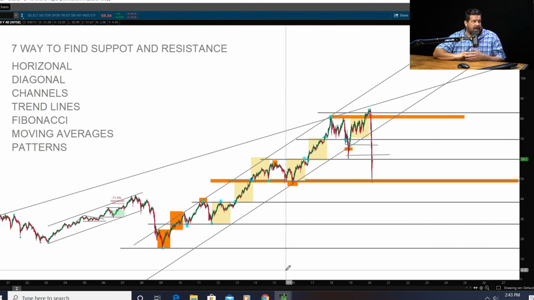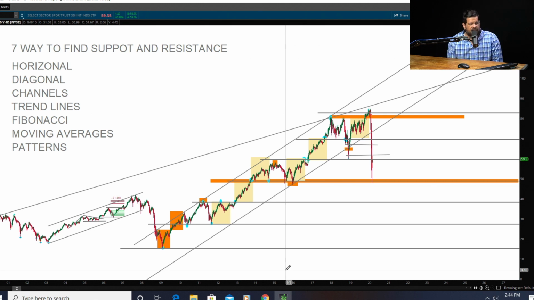So now we've talked about horizontal lines, diagonal lines, channels, trend lines. We've talked about Fibonacci's. We talked about moving averages. We talked about patterns, all having support and resistance, and how that support and resistance shows to give you the confirmation of where you can plan on it selling, where you should buy, where you should sell these trades. How long should you be in these trades? All of these things for support and resistance is crucial to making the right plan for you.